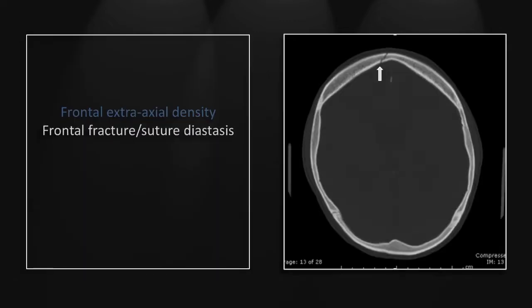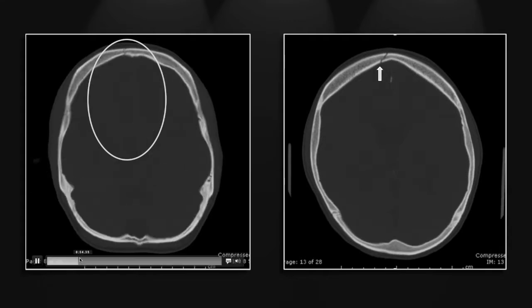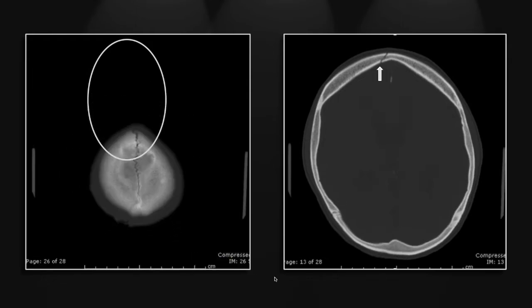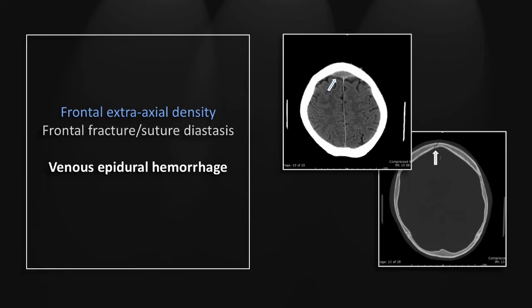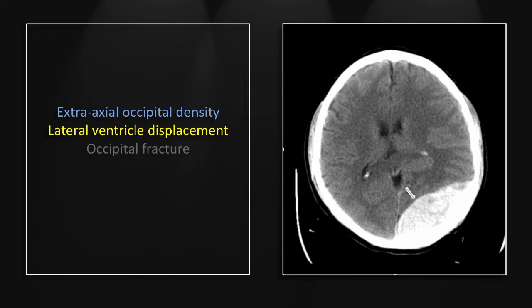Here is the associated skull fracture, which extends from the right frontal sinus and terminates as a diastatic frontal suture. So that is a frontal venous epidural hemorrhage bridging the frontal midline. Our last case is a posterior venous epidural hemorrhage. This is related to injury to the transverse sinus and, as you can see, respects the midline as previously discussed.